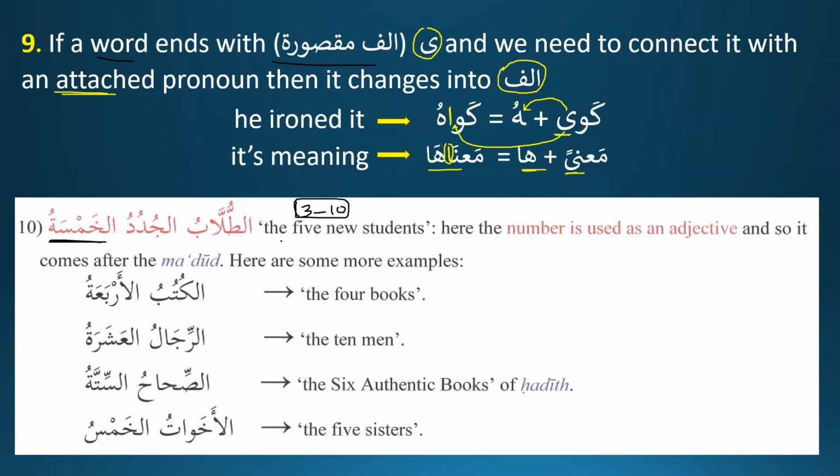So if you want to say the 5 new students, here the number is used as an adjective, and so it comes after the ma'dud. Of course, we know that noun comes first and then we have the adjective. First mawsuf and then sifa. Here are some other examples.